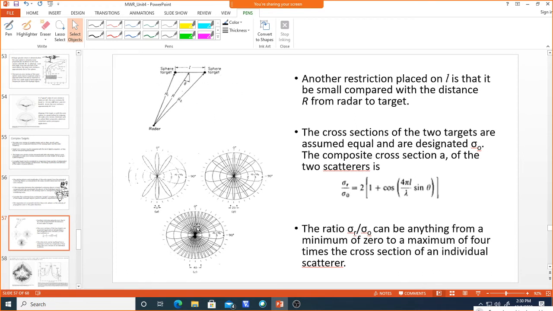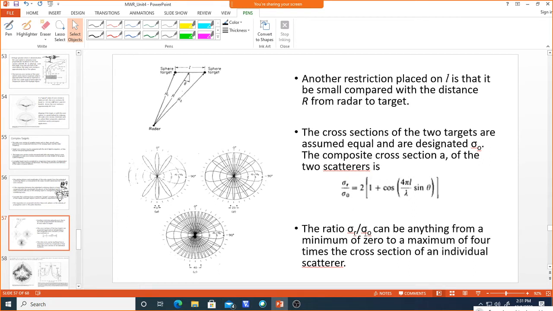The scattered energy is more here, and at each and every angle it is very difficult to measure the scattered energy compared to here. So if you go on increasing the separation, that will resolve the two targets, but it will take more time to estimate. That's why the proper distance between two targets will be fixed with respect to the range as well as the frequency of operation.